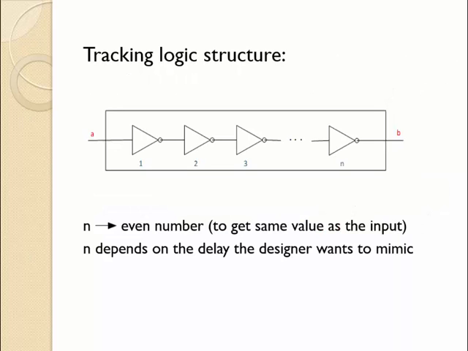The tracking logic structure is as follows. It is formed by a chain of an even number of inverters. This is to get the same value as the input but delayed. The number of inverters depends on the delay the designer wants to mimic. Finally, the chain of inverters is followed by a safety margin delay circuit.